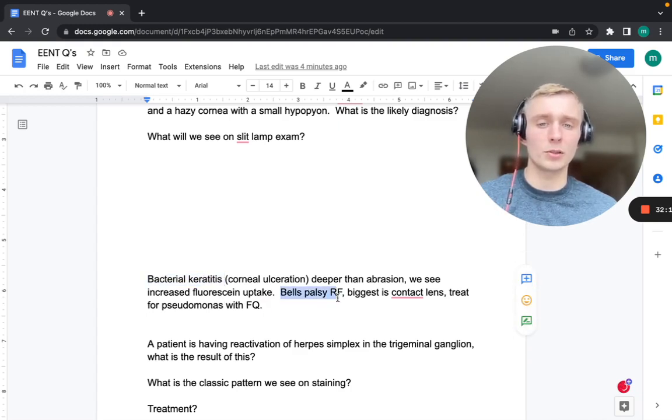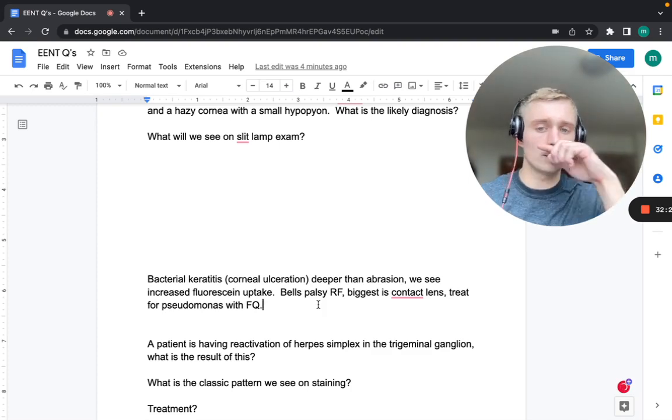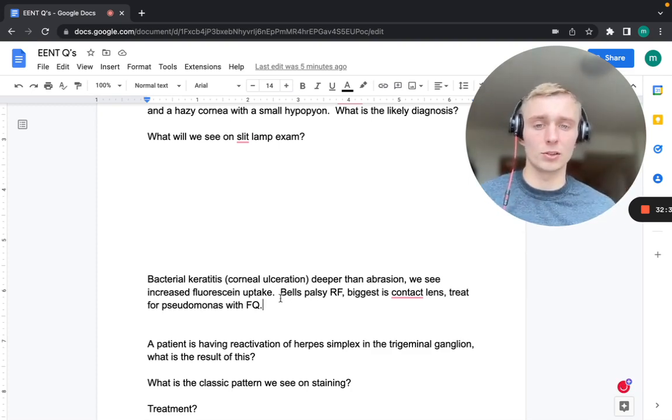And why is Bell's palsy a risk factor? Because they have palsy of the seventh cranial nerve, which would shut the eyelid. So they're going to have a problem: their eyelid is just going to be stuck open. At night, we want to either patch the eye or help them keep that eyelid shut so it's not drying out, predisposing them to ulcerations and abrasions of that eye. So again, Bell's palsy is a risk factor for this.